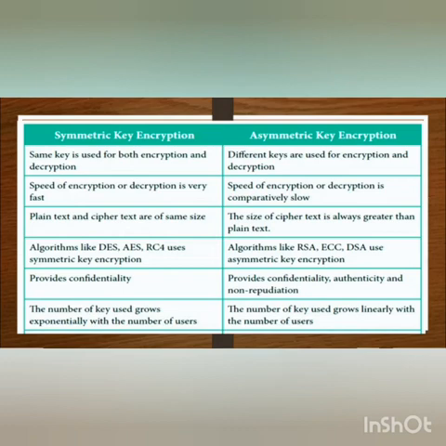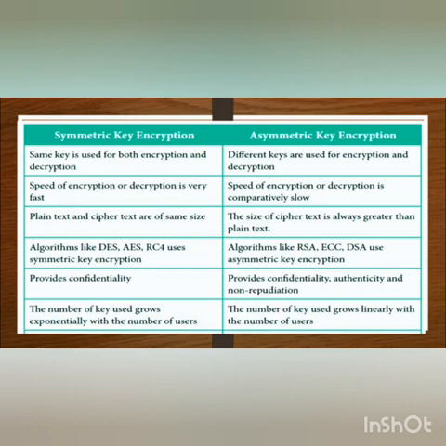The next difference is algorithms like DES, that is Data Encryption Standard, AES, that is Advanced Encryption Standard, and RC4, that is Rivest Cipher 4, use symmetric key encryption. So these three algorithms are used in symmetric key encryption. But in asymmetric key encryption, algorithms like RSA, ECC and DSA are used. RSA is the Rivest-Shamir-Adleman algorithm, ECC means elliptic curve cryptography, and DSA full form is digital signature algorithm.